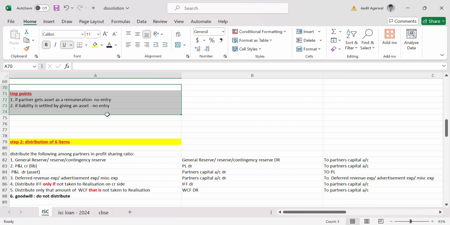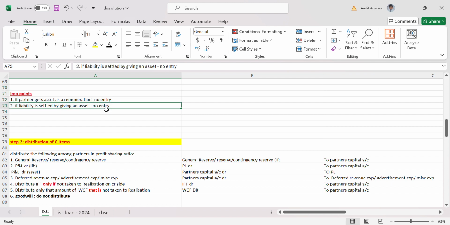that sometimes a liability is settled by an asset. For example, a creditor is given stock to settle his liability. So in that case, you do not pass any entry for it. And similarly, if a partner is getting a remuneration and for that remuneration we give him an asset, then also we do not pass any entry for it.